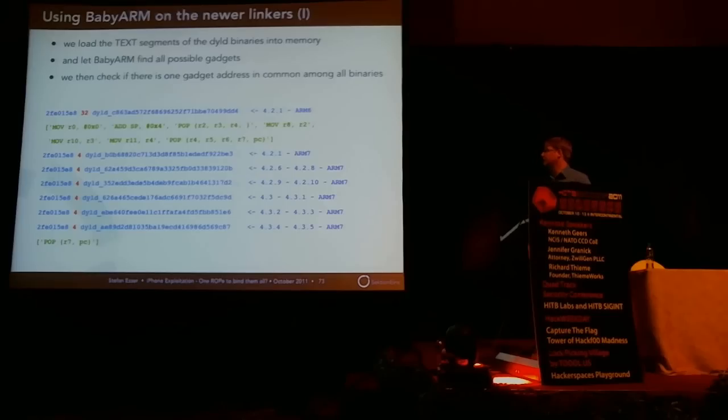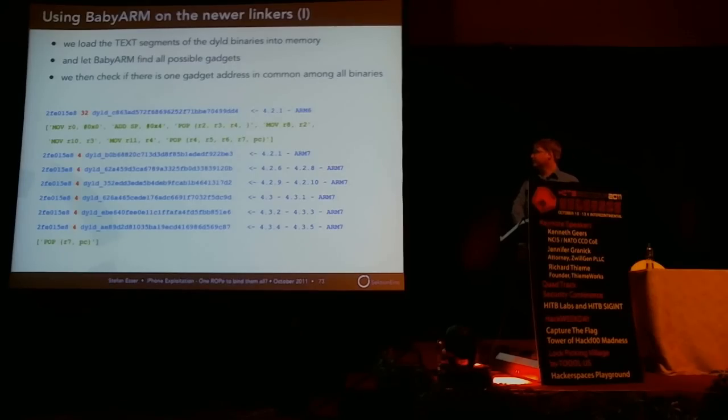So you see, this first gadget, if you use it, will allow you to distinguish between the ARM6 4.2.1 version and all the others, because the ARM6 one will load the program counter from position 32, and all the others will also have a valid gadget there, and they will load the program counter from position +4, because it's the R7 PC gadget.